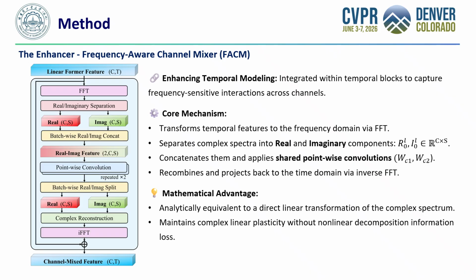Finally, in Part C, we introduce FACM. While linear transformers handle time-domain interactions, FACM is integrated to model cross-channel interactions directly in the frequency domain. We first split the complex spectra into real and imaginary components. Instead of processing them independently, we concatenate them and apply shared pointwise convolutions. This strategy is mathematically equivalent to a direct linear transformation of the complex spectrum. It maintains spectral integrity and complex linear plasticity while remaining highly parameter efficient.